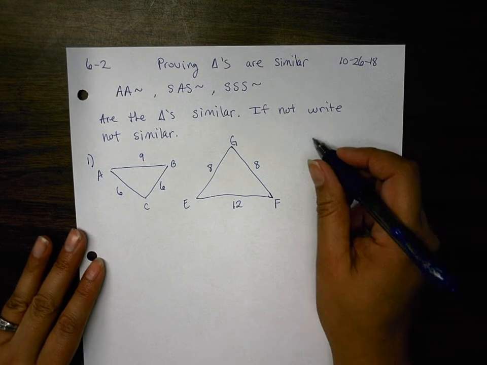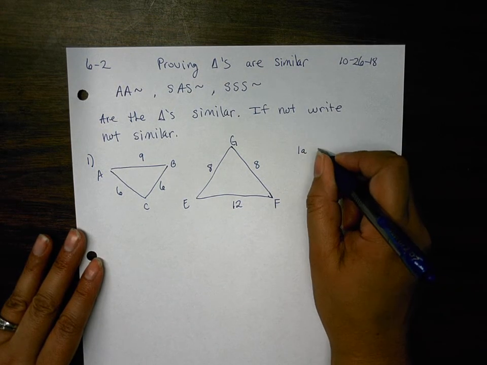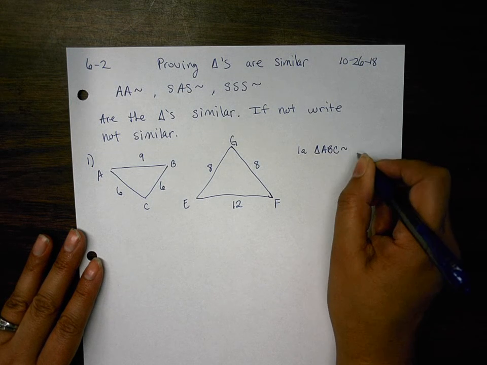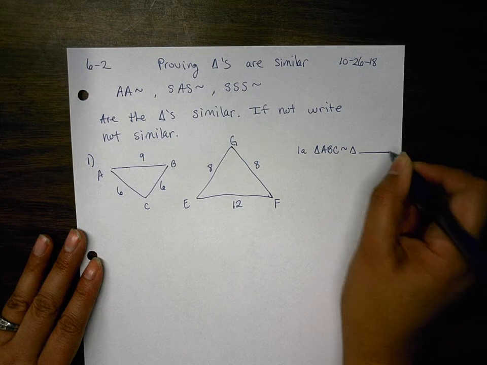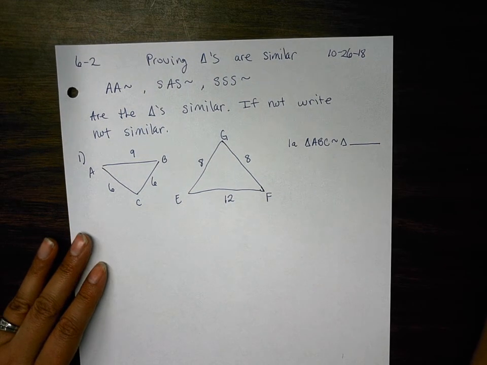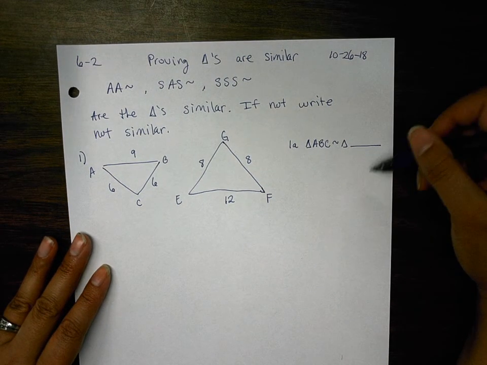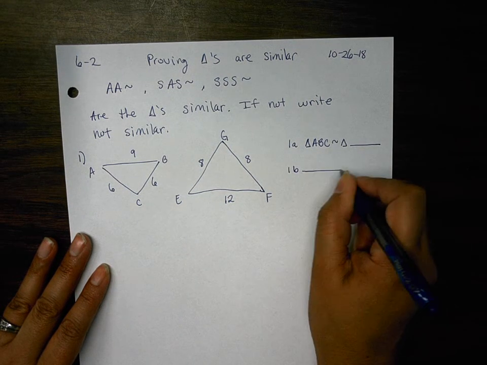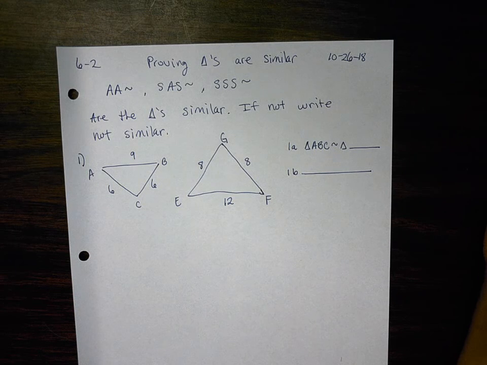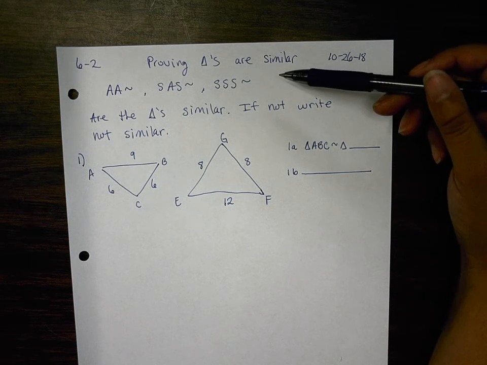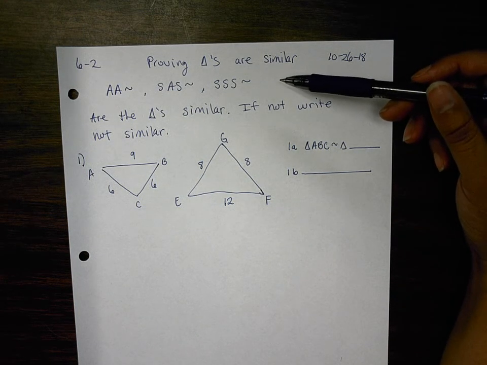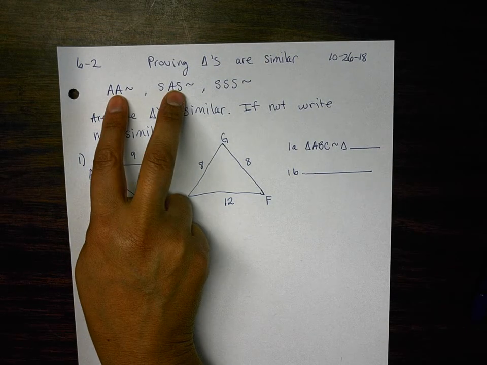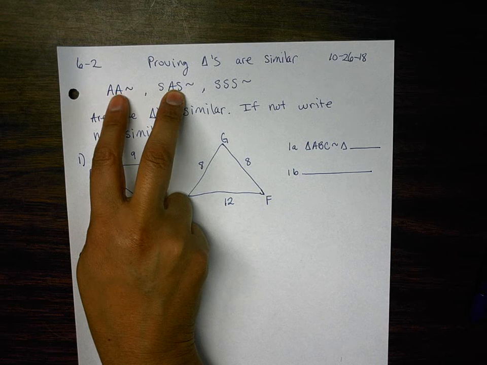And here's what we're going to write on this side. Number 1A, I'm going to give you triangle ABC is similar to triangle blank. You're going to fill the blank in. If they are similar, you're going to write the similarity statement. And in line B, you're going to write down what you used: angle-angle similarity, side-angle-side similarity, or side-side-side similarity.